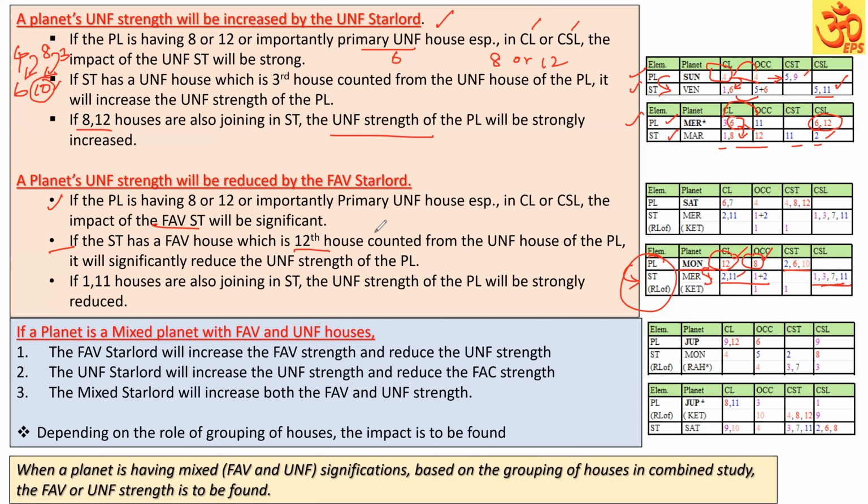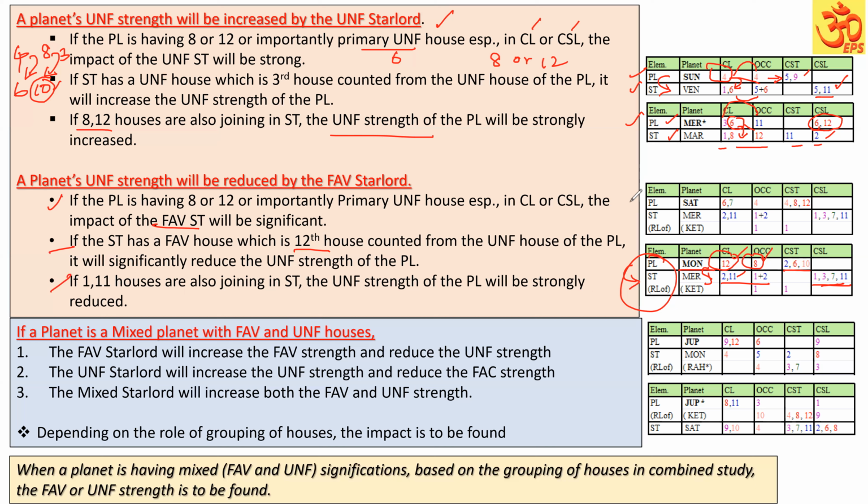Signification. The 12th house countered from the unfavorable house is also present. The third one: if 1 and 11 are also joining in the star lord, the unfavorable strength of the planet will be strongly reduced. You can see it already here in this example. 12, 1 and 11, 1 are there. It means the unfavorable houses' strength is going to be reduced by the star lord.